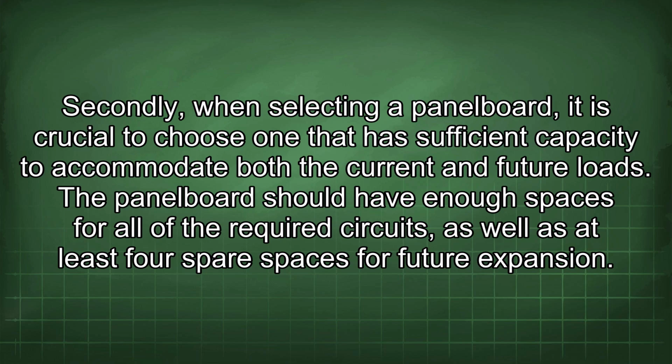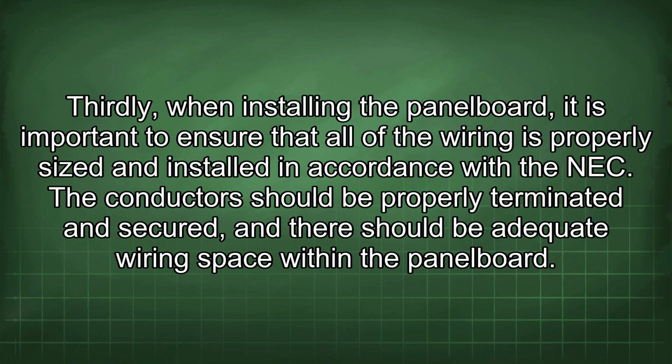The panel board should have enough spaces for all of the required circuits, as well as at least 4 spare spaces for future expansion. Thirdly, when installing the panel board, it is important to ensure that all of the wiring is properly sized and installed in accordance with the NEC. The conductors should be properly terminated and secured, and there should be adequate wiring space within the panel board.